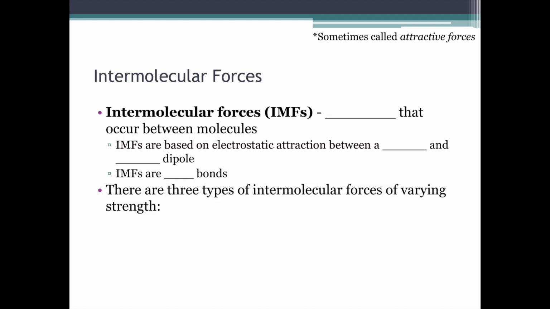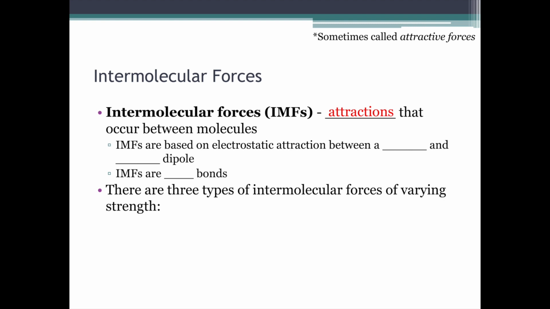In this video, we are going to be discussing intermolecular forces. Intermolecular forces, which are also sometimes called attractive forces, are the attractions that occur between molecules. We commonly abbreviate intermolecular forces as IMFs because intermolecular forces is a bit of a mouthful. But if we break the word apart, the prefix inter means between, and molecular is referring to molecules. So intermolecular forces are the forces that occur between molecules.